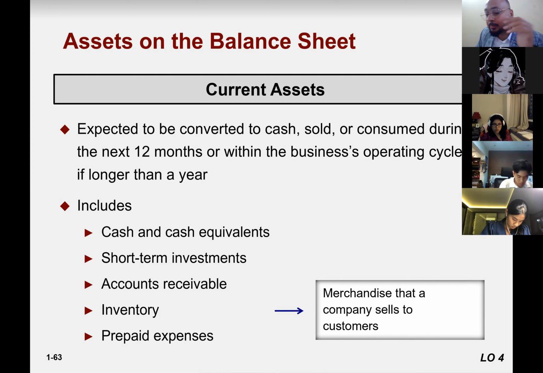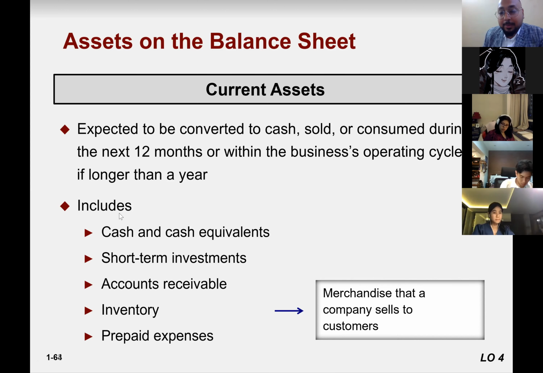Income statement, sales, but those which are not sold, it means that they are still under company possession. It has some economic resource, economic value, so that is a current asset. Okay.